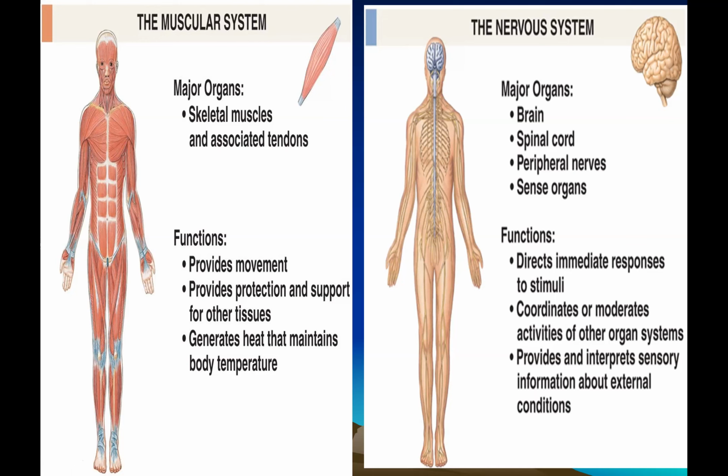It provides and interprets sensory information about external conditions. So all the information, let's say you touch something hot. So the stimuli will be perceived by the receptors. The information will shoot up your arm. Sometimes it's processed in the spinal cord, or many a time it'll go to the brain, and the brain will process that information and it'll send out a response through the effector.